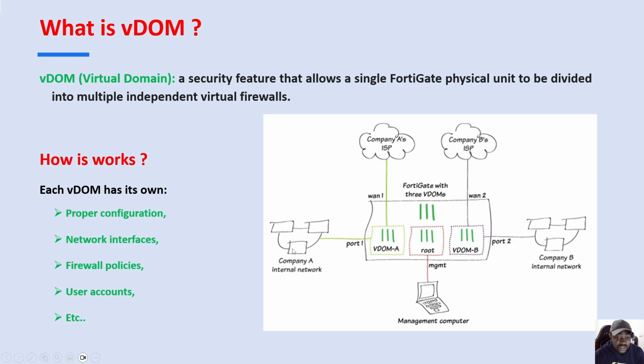So the network administrator of this company, let's say company A, will have a dedicated public IP to access their own vDOM. He will access the vDOM and manage it the same way the global administrator is managing the physical firewall. So he will connect on the firewall and manage it like if it was a physical device, right? He will have access to all the components that you have on a physical device. So that's it for the vDOMs.